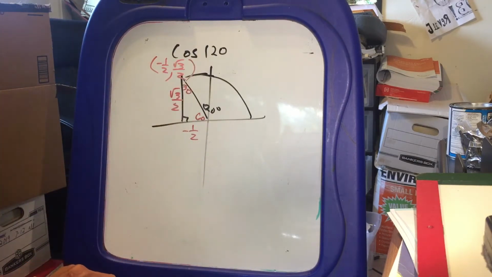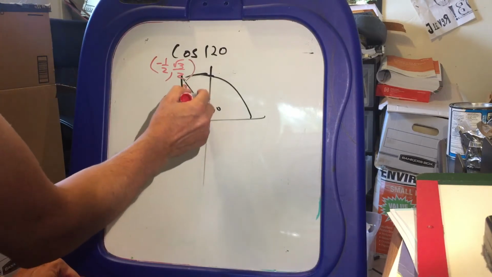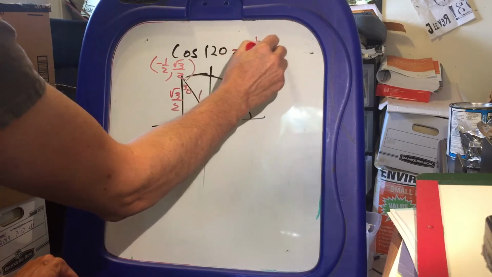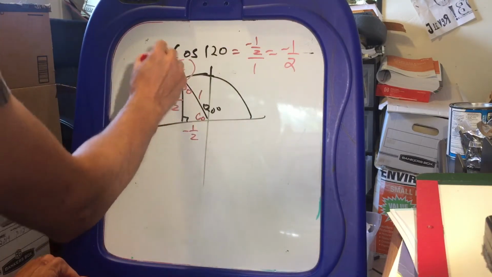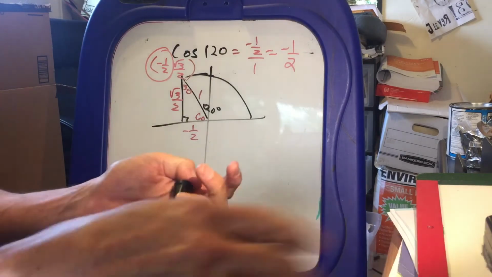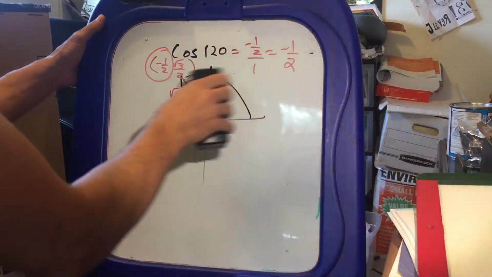What's the cosine of 120? It's adjacent over hypotenuse. Negative 1/2 over 1. Well, that's negative 1/2. I want you to notice that this coordinate has an x value of negative 1/2. So I'm going to make this one grand statement here right now.